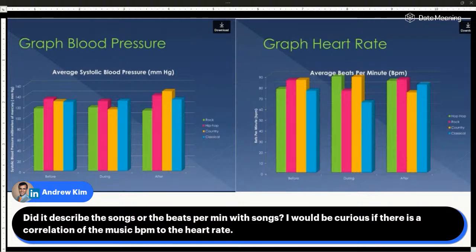And Andrew said they did describe the songs by beats per minute, and he'd be curious if there is a correlation of the BPM to the heart rate. Yeah, the problem is it's only five people, Andrew. Only five people took this. We don't know what music they listened to other than the genre.